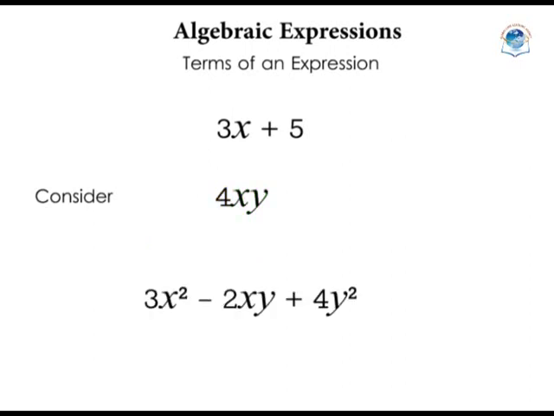Consider 3x squared minus 2xy plus 4y squared. We have three terms, 3x squared, minus 2xy, and 4y squared. 3 is the coefficient of x squared, minus 2 is the coefficient of xy, and 4 is the coefficient of y squared.